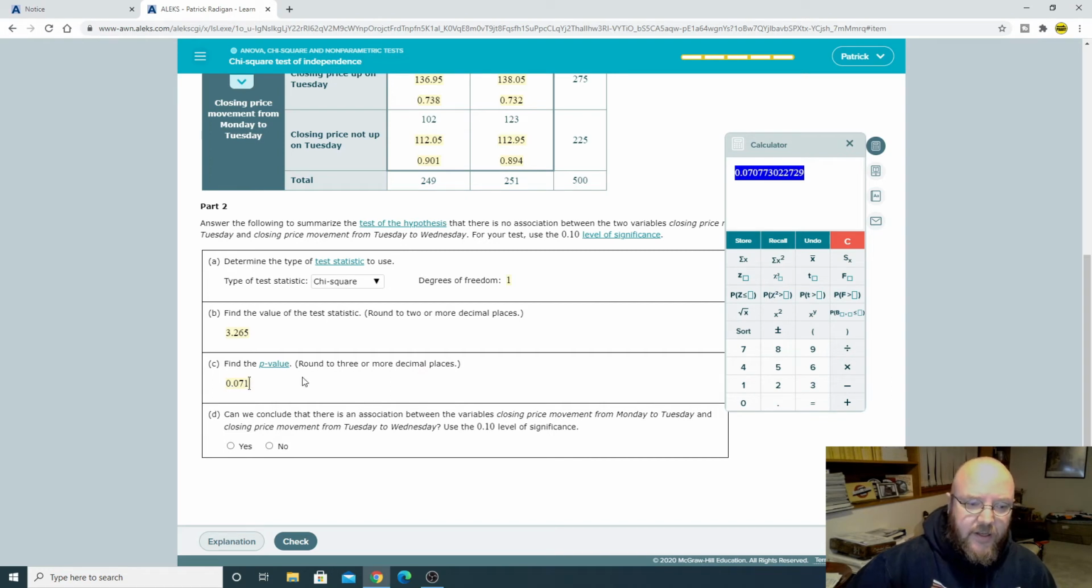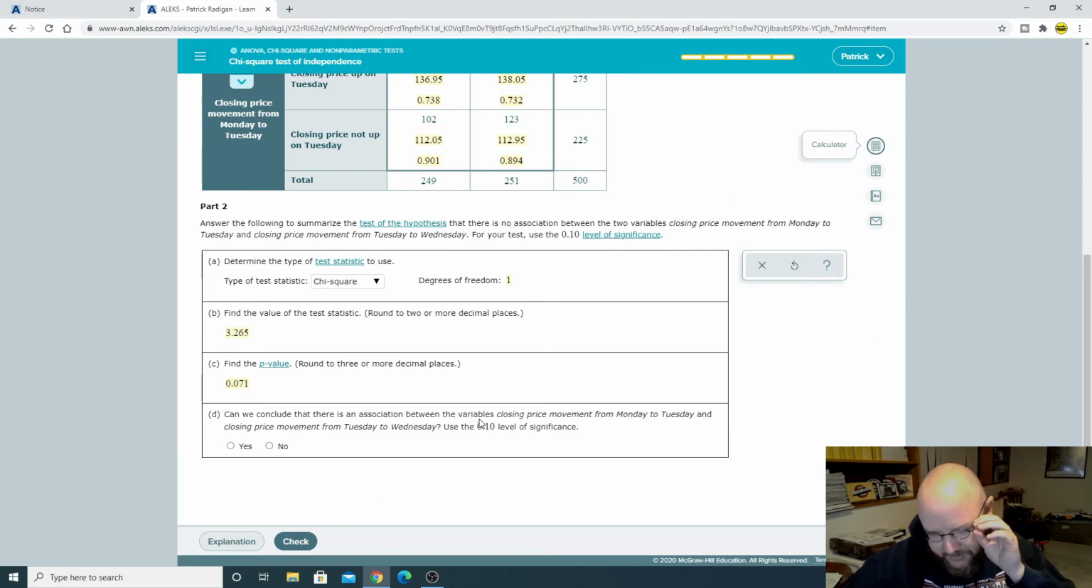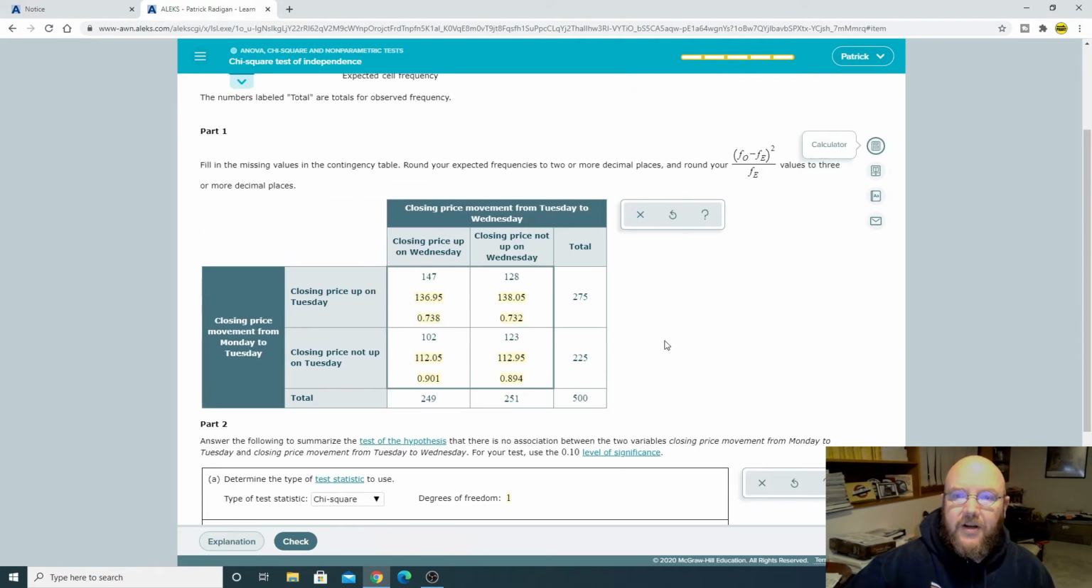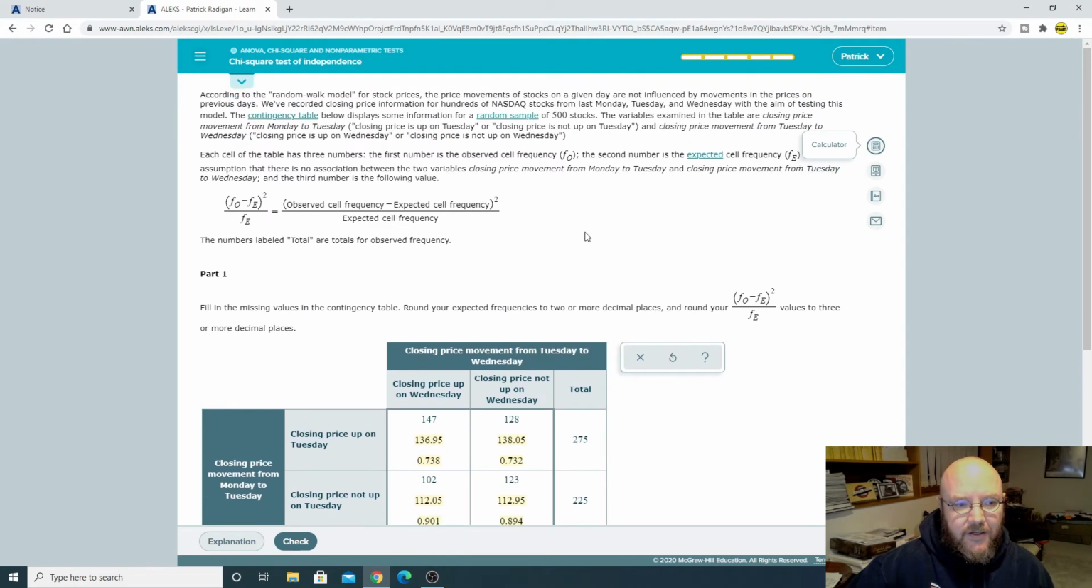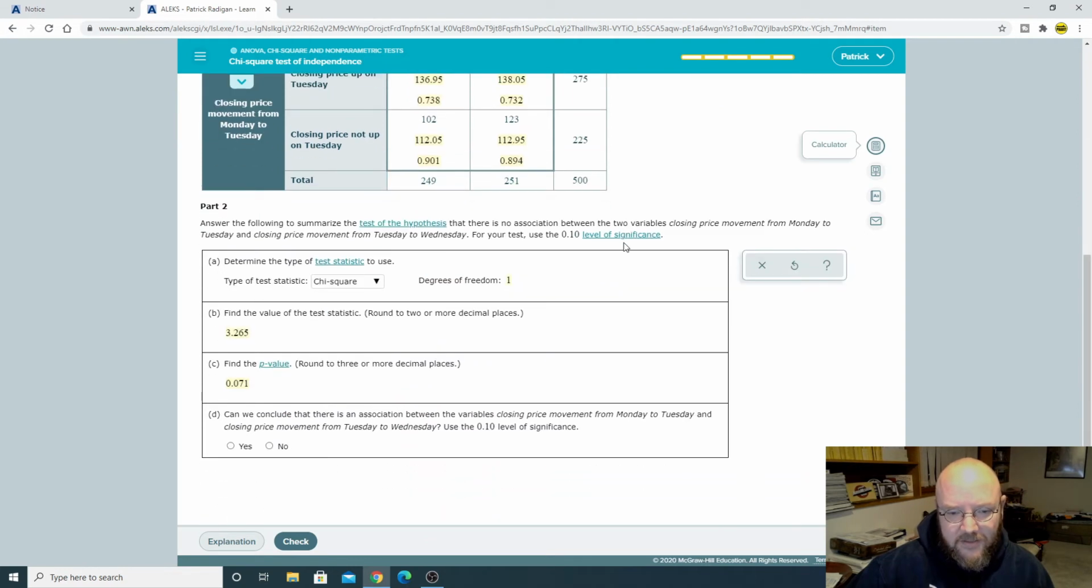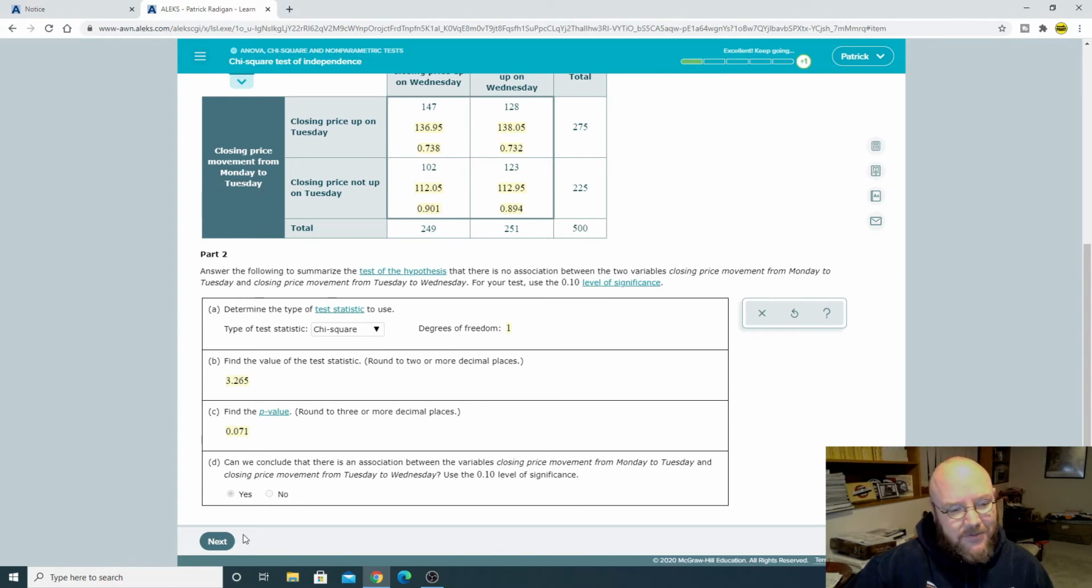So 0.0771. Okay, can we conclude there's an association between the variables? If we reject, in this case, there is association, meaning that we do not have independence. So for that one, you have to go up here and take a look at our p-value, or our... where is it? Oh, never mind. Level of significance, 0.1. So since this 0.07 is lower than that, yes. Okay, so we have a problem here. And there we go. So let's do another one real fast.